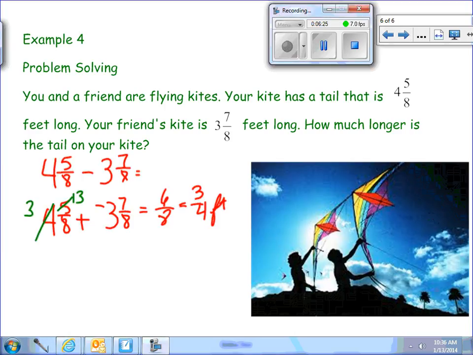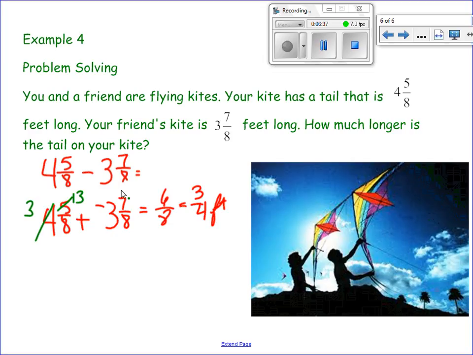Note the problem is 4 5/8 minus 3 7/8 to see what the difference is. I'm noticing when I'm trying to subtract my numerator, 7 cannot be subtracted from 5. So I had to regroup. I had to take a whole, change that 4 to a 3. My whole would be 8 over 8. So I added the 8 parts to the 5 that I already had, which made it 13. Now I can take 7 from 13, which is 6. Keep my denominator, 6/8, and simplify it to 3/4.